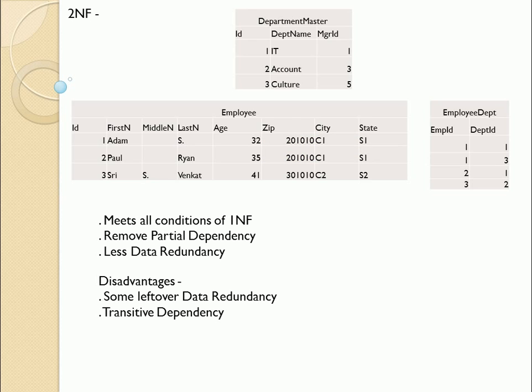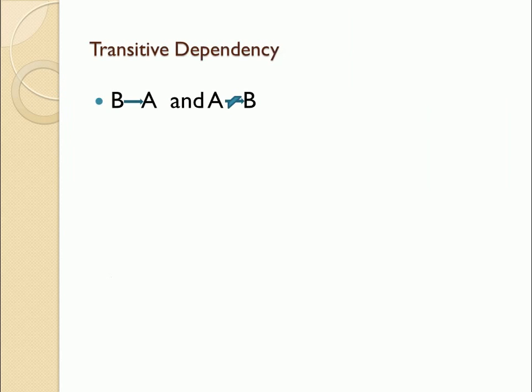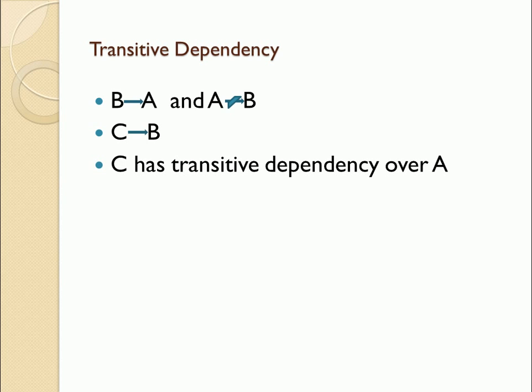We have a transitive dependency in this database. So what really is transitive dependency? For a transitive dependency, we should have three columns. Let's say the columns are A, B and C. B is dependent on A. However, A is not dependent on B. And if C is dependent on B, in this case, we can say that C has a transitive dependency over A.